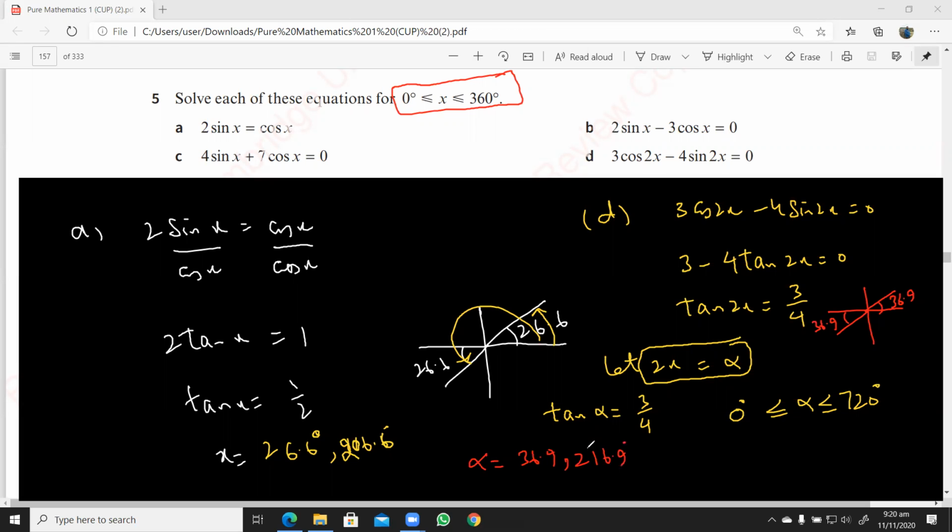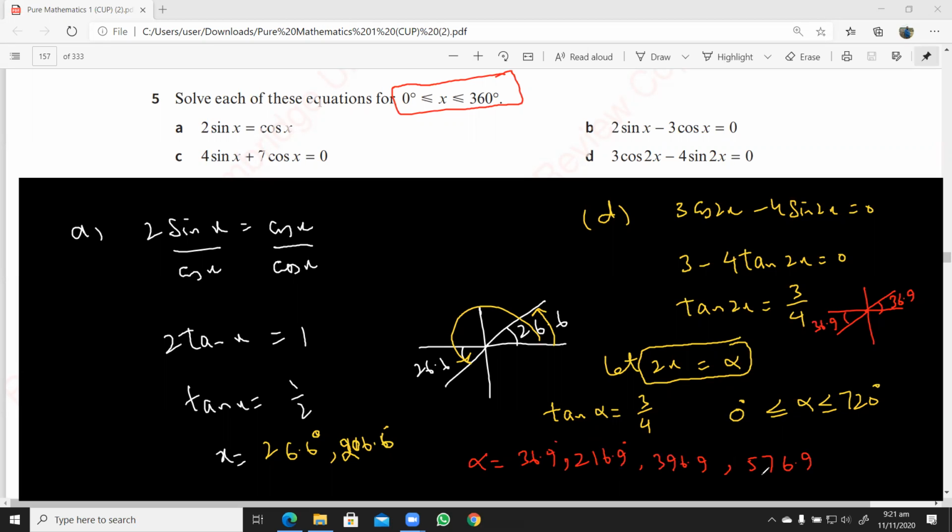And then you just add 360 to these two values, for the range from 360 to 720. So this one is going to be 396.9. The next one is going to be 576.9. So these are the values of alpha.